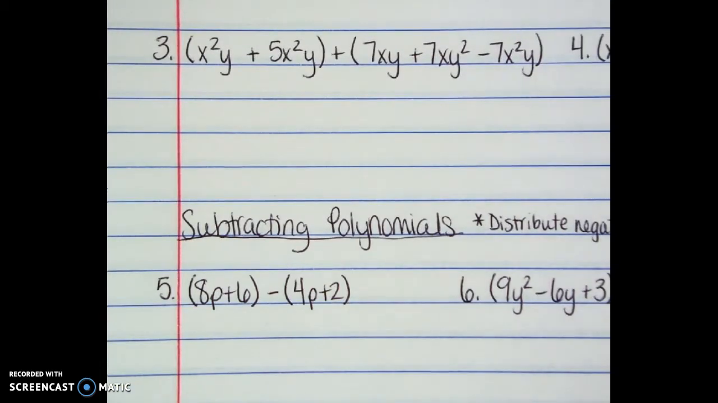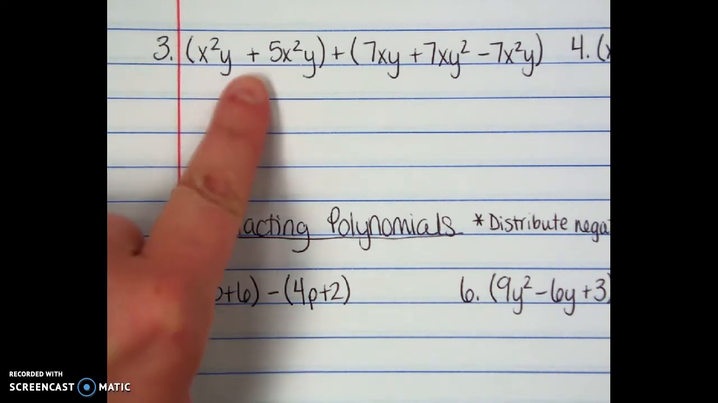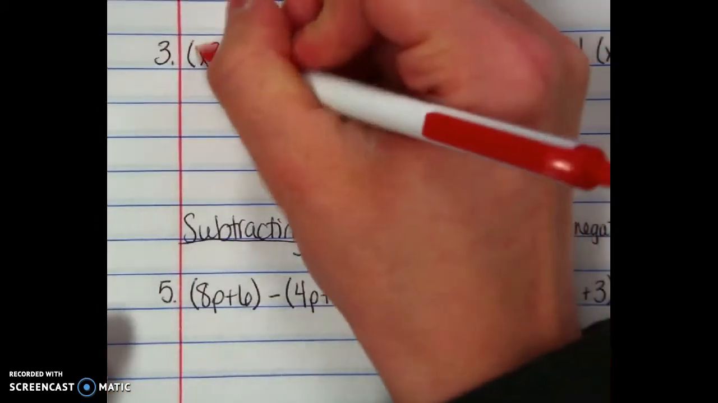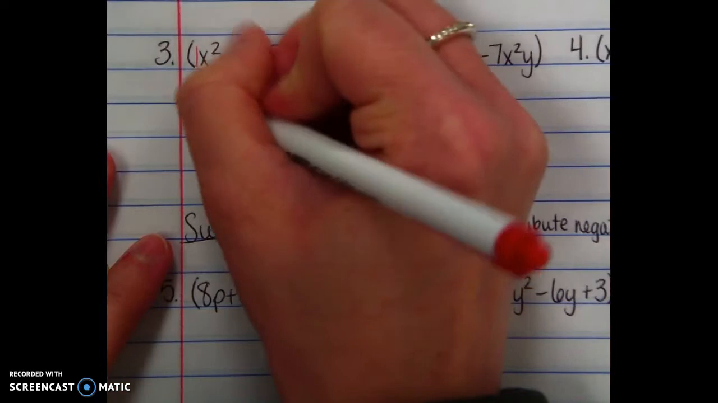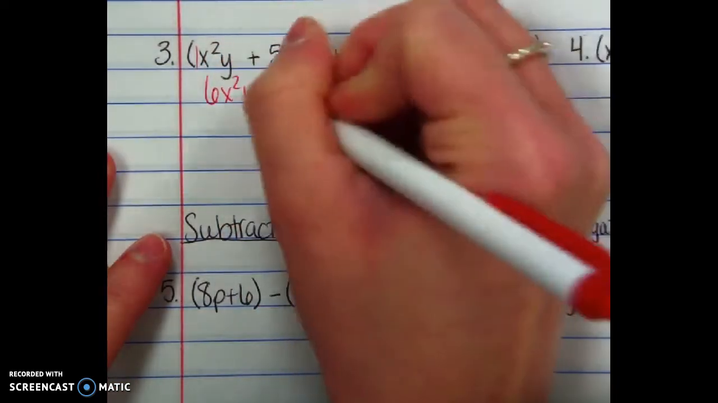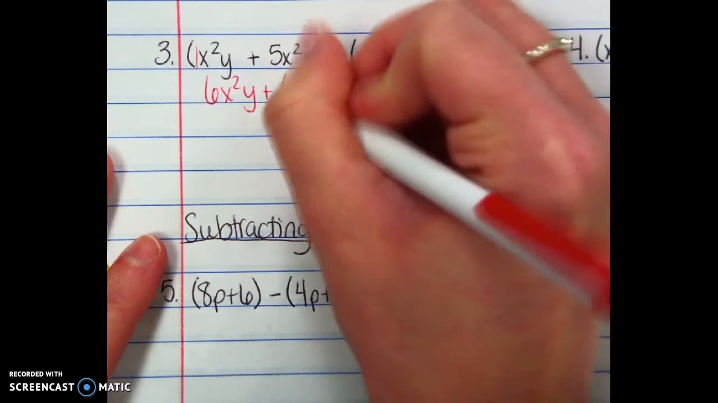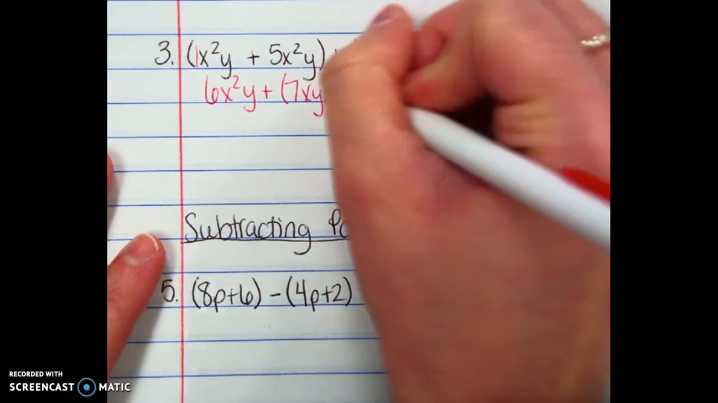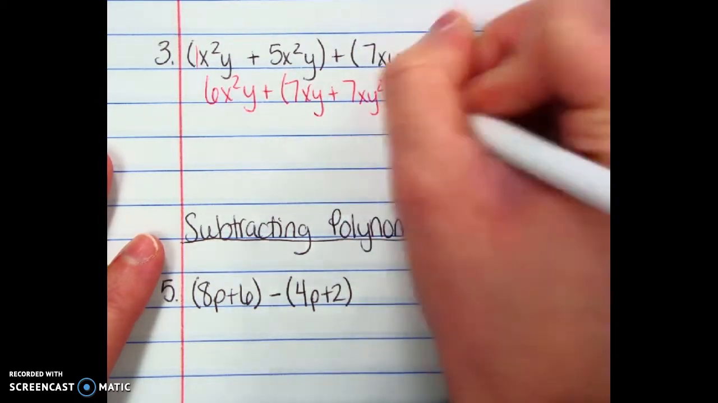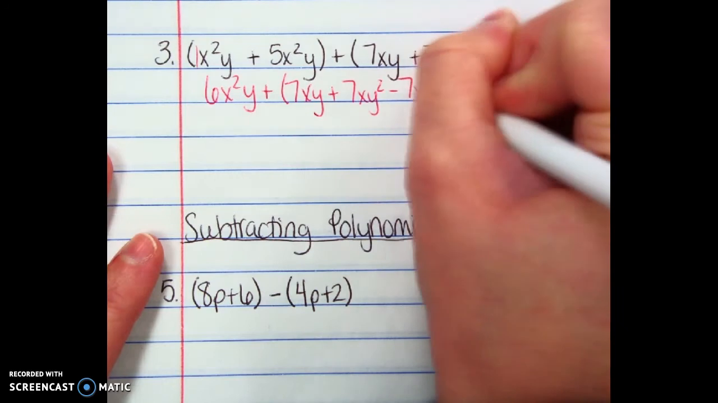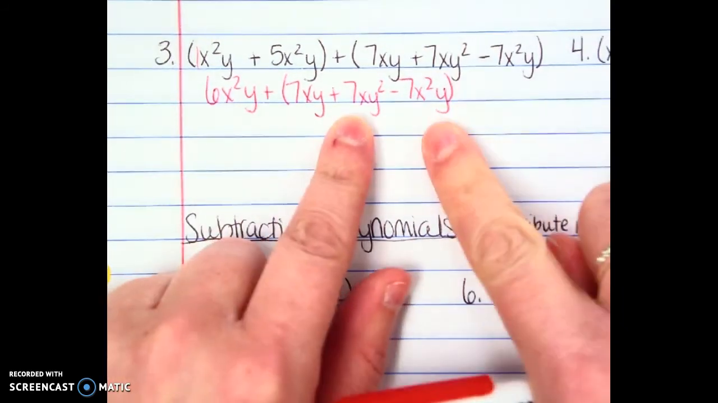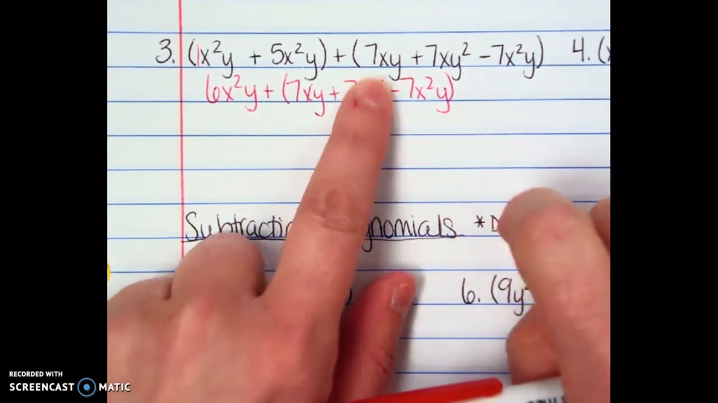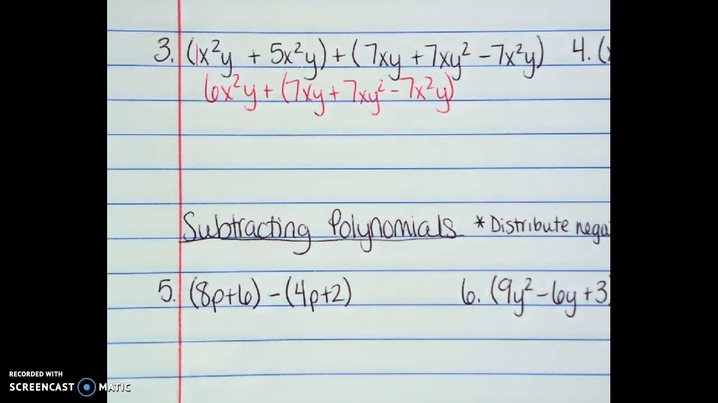Okay, for the next one. When you do this, you first want to see if you have any like terms that you can combine. These are like terms because they both have x squared y. So this is 1 plus 5, which is 6x squared y plus, and I'll just rewrite the rest of the polynomial, 7xy plus 7xy squared minus 7x squared y. These two are not like terms because the exponent is with different variables. So this is xy squared, this is x squared y, not the same thing.